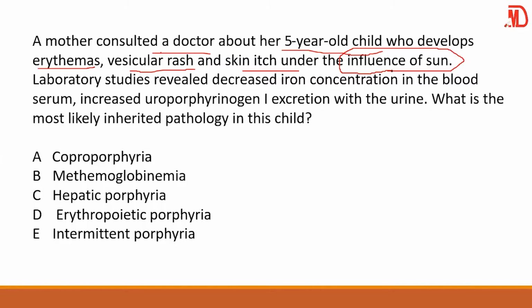This is a deficiency disease, a congenital deficiency disease. Normally we call these kinds of people congenital erythropoietic porphyria. This is the name of the condition for people that go into the sun and start having redness of the skin, rashes, and stuff like that. And again, look at what confirms it. The studies show a decreased iron concentration, but an increase in excretion, an increase in uroporphyrinogen 1 excretion.